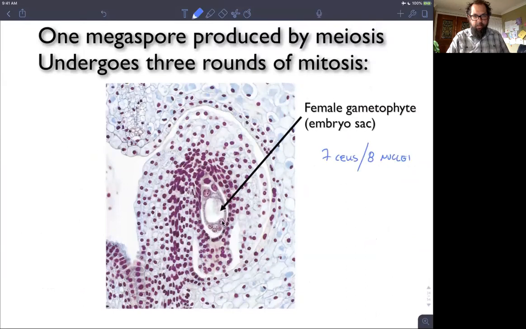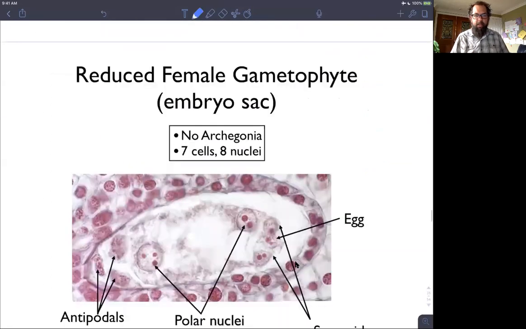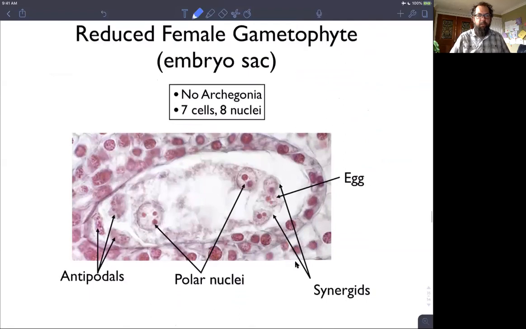And we see our cells are all arranged here. Can't see quite all of them. There's 3, 4, 5, 6, 7, and then another nucleus that's out of focus here. We end up with our seven cells and eight nuclei in that embryo sac. Here's a better picture of those: seven cells and eight nuclei.